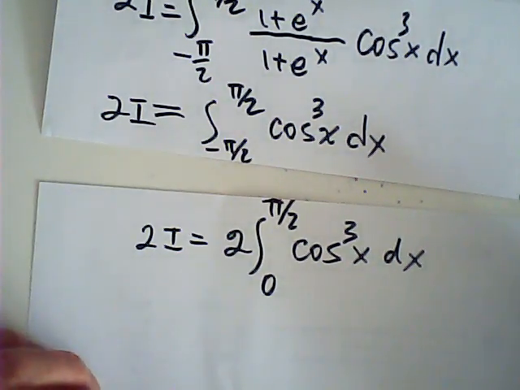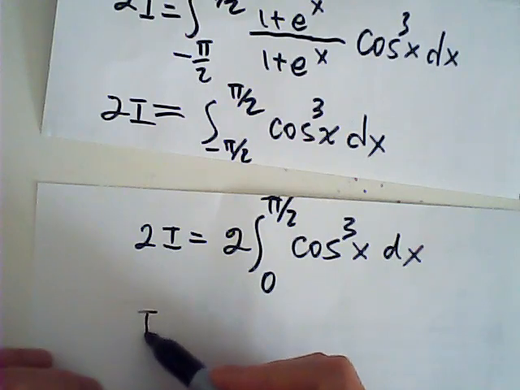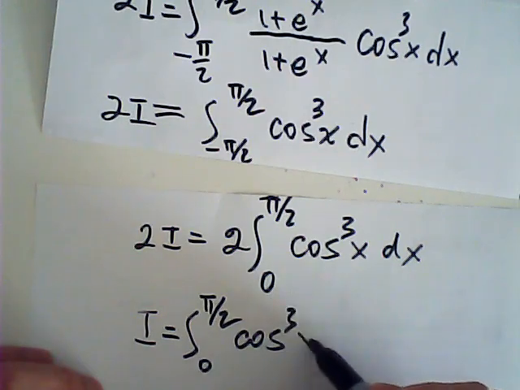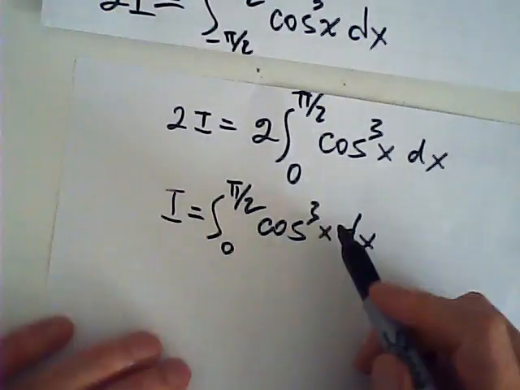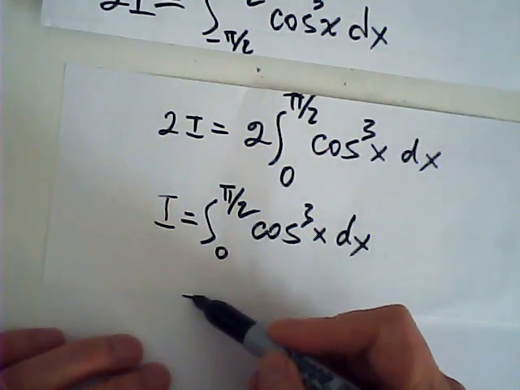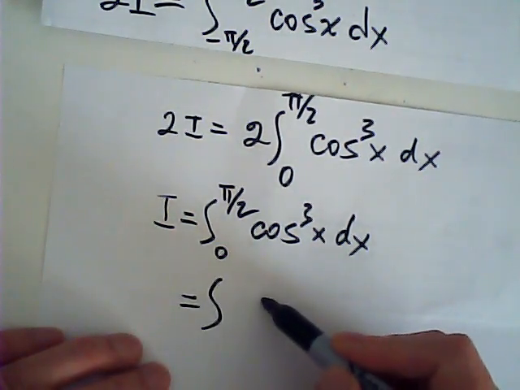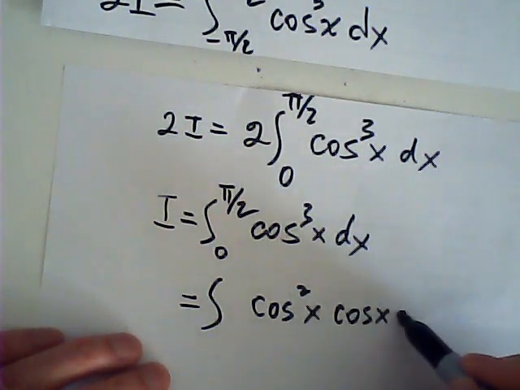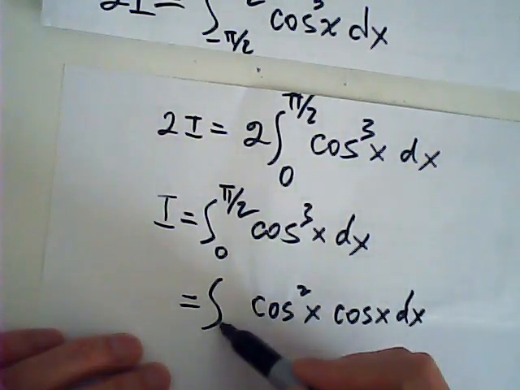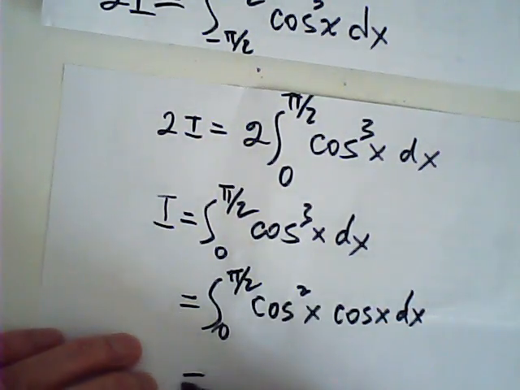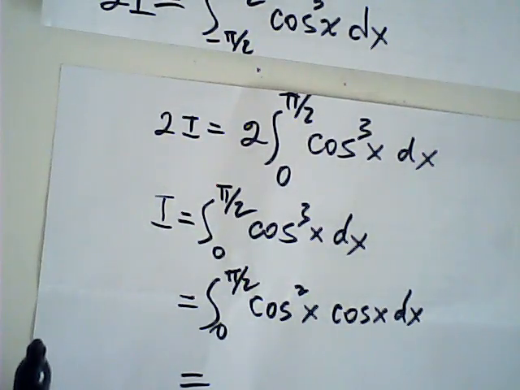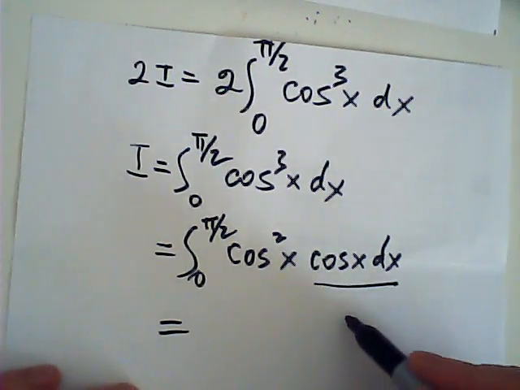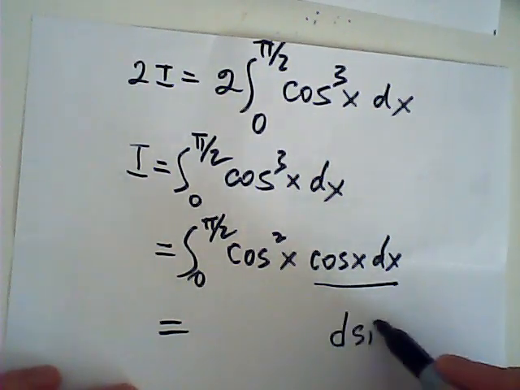Okay. So let me continue here. I is equal to the integral from 0 to half pi of cosine cube of x dx. Now, since this is an odd number, I change the structure. I'll do it this way. This means cosine square x times cosine x dx from 0 to half pi. The reason I'm writing it this way is because cosine x dx is nothing but d sine x.